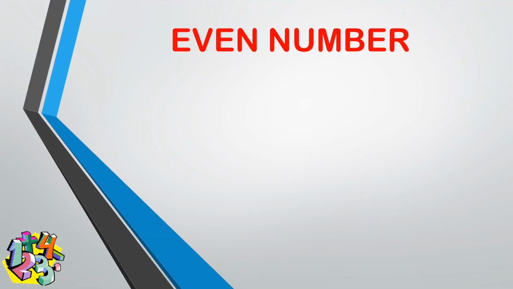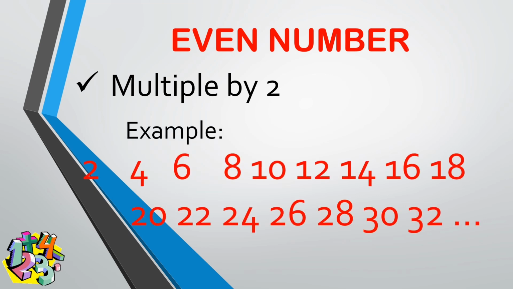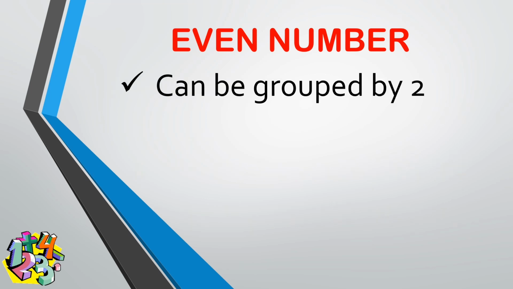2, 4, 6, 8, 10, 12, 14, 16, 18, and 20. What is an even number? An even number is a multiple of 2. Example: 2, 4, 6, 8, 10, 12, 14, 16, 18, 20, 22, 24, 26, 28, 30, and more. Even numbers can be grouped by 2.